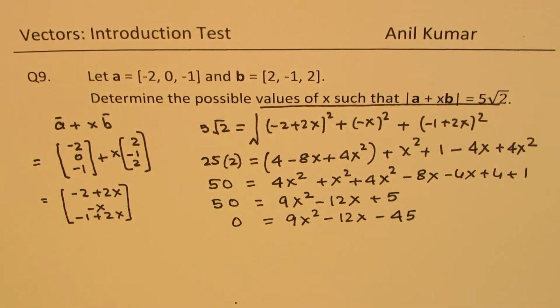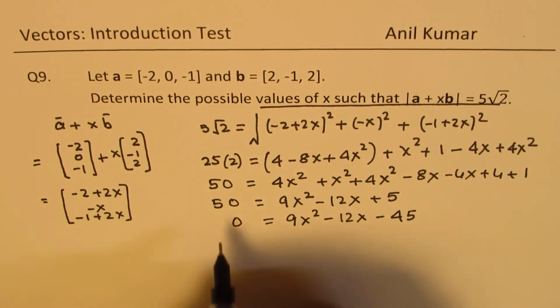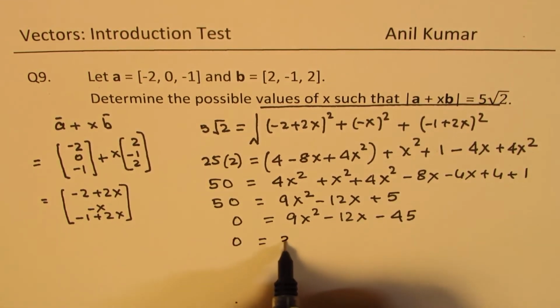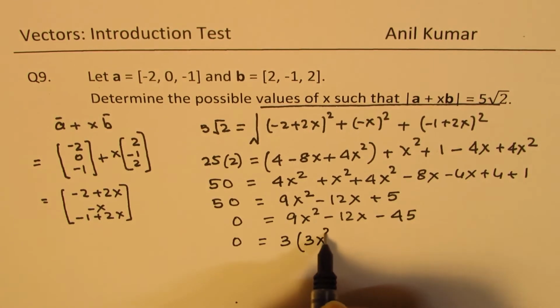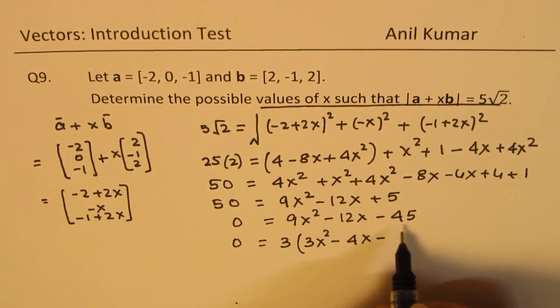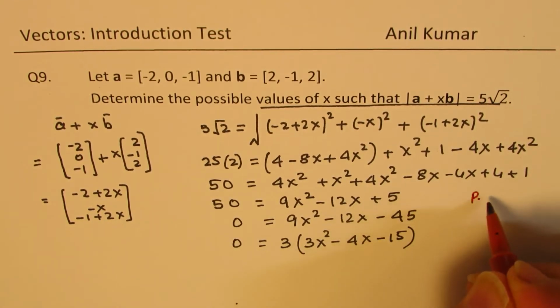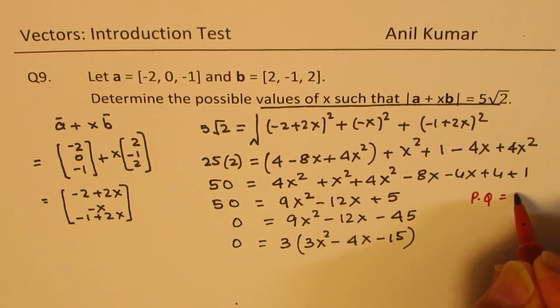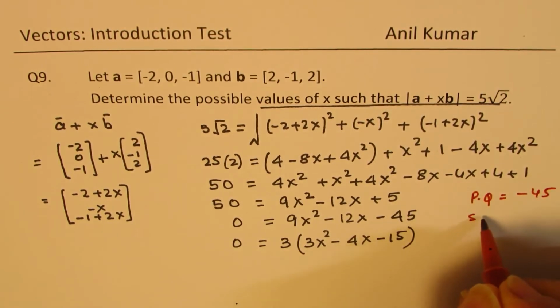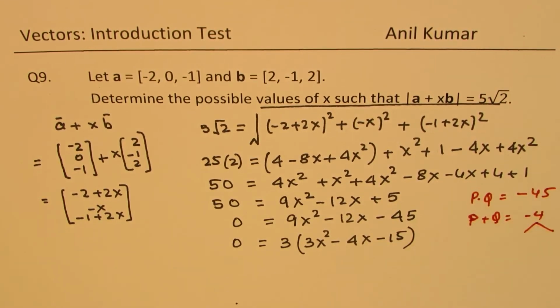Now we are looking for sum and product. We can actually take 3 common here. So taking 3 common, we get 3x squared minus 4x, 3 times 1 and 5, 15. So we need minus 45 as the product, and we are looking for a sum of minus 4. So we are looking for two numbers P and Q with a product of minus 45 and a sum of minus 4. So what could be these two numbers? 9 times 5 can work, so minus 9 and 5.